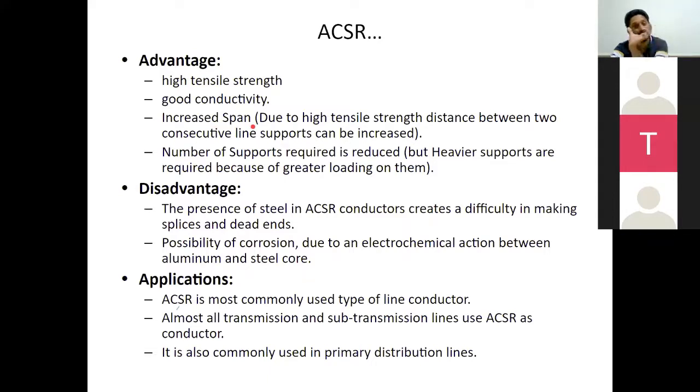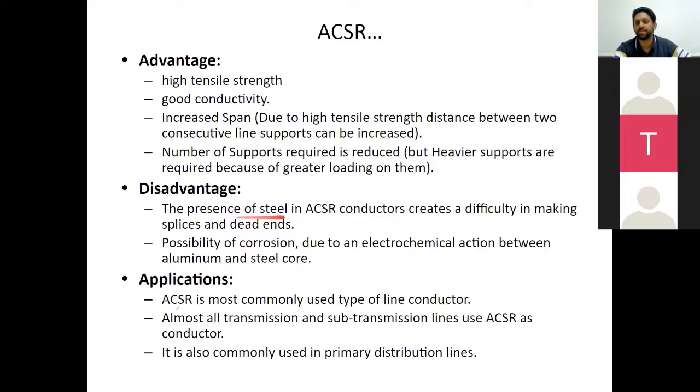Span is the distance between two towers. If you increase the distance between two towers from one location to another, Yanbu to Medina, the number of towers required will be reduced, because if you are using a smaller span, you need more towers. If you use longer spans, the number of towers will be reduced. So the number of supports required is reduced. These are the advantages. But there are a few disadvantages.